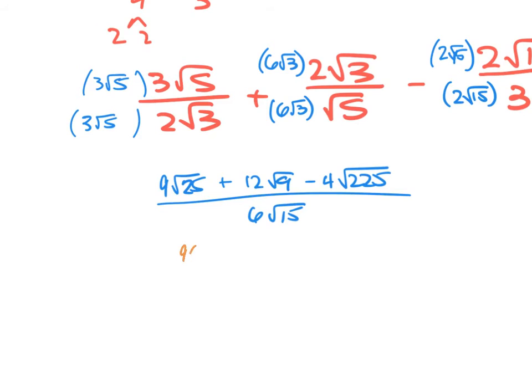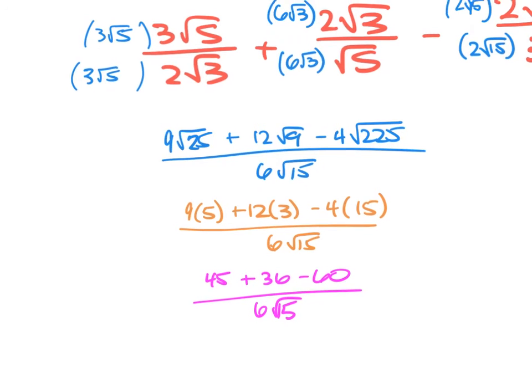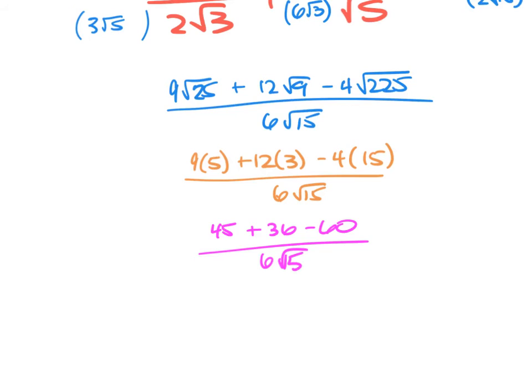So this is going to be 9 times 5 plus 12 times 3 minus 4 times 15 all over 6 square root 15. So 9 times 5 is 45 plus 36 minus 60 all over 6 square root 15. The 45 plus 36 minus 60 is 21. So this is going to give me 21 over 6 square root 15.